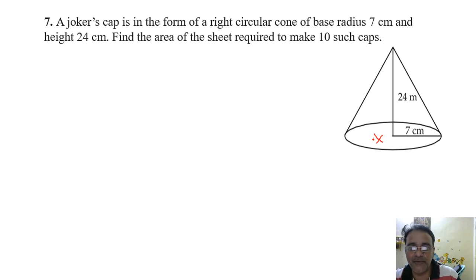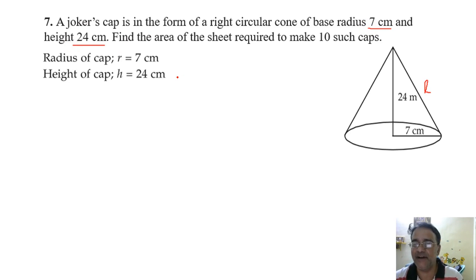You will not be able to wear the cap. Yes, sir. So this portion we have to neglect. So what we have to take? Only curved surface area. Clear? So the area of sheet required for one cap is the curved surface area. But for curved surface area we require L, and here radius and height are given.